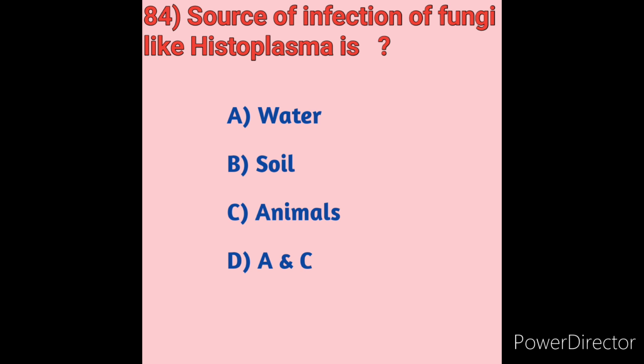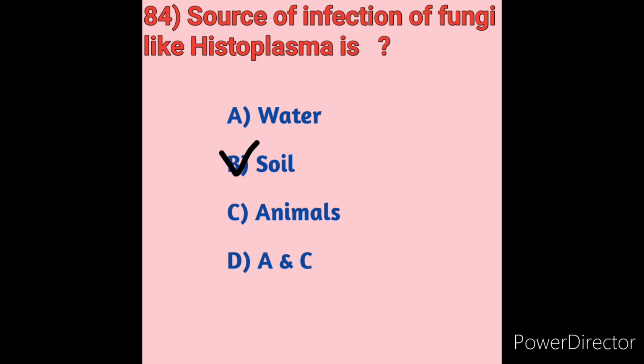Histoplasmosis is caused by the reproductive cells or spores of the fungus Histoplasma capsulatum. They float into the air when dirt or other material is disturbed. The fungus thrives in damp soil that's rich in organic material, especially the droppings from birds and bats. So here option B, the source of infection of fungi like Histoplasma is soil, is the correct answer.